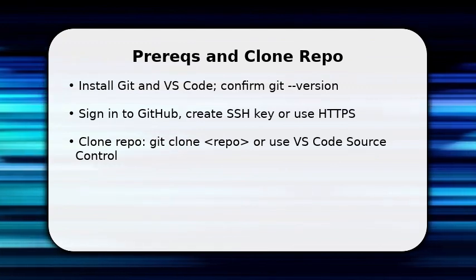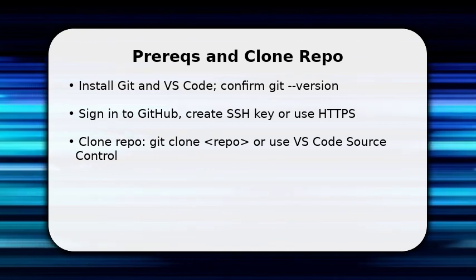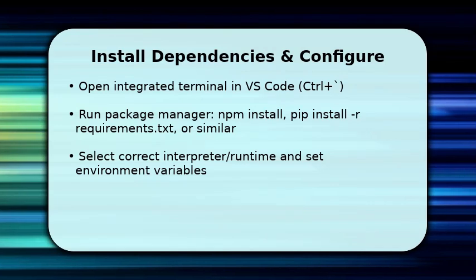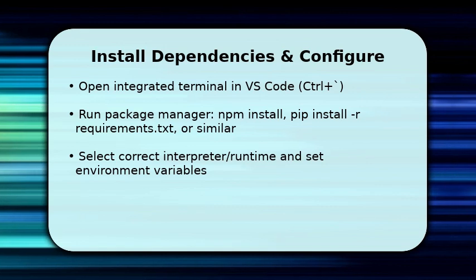Make sure VS Code has the Git extension enabled, and the folder is opened before moving to dependency installation. You now install project dependencies using the integrated terminal so the environment matches the repo. For Node, run npm install. For Python, use pip install -r requirements.txt. For other languages, use their package manager.